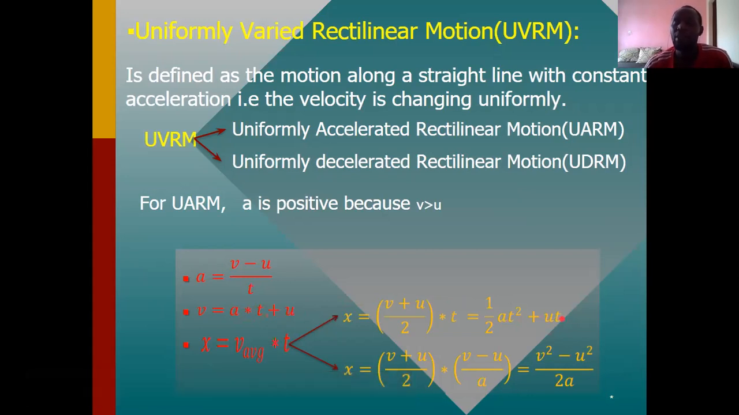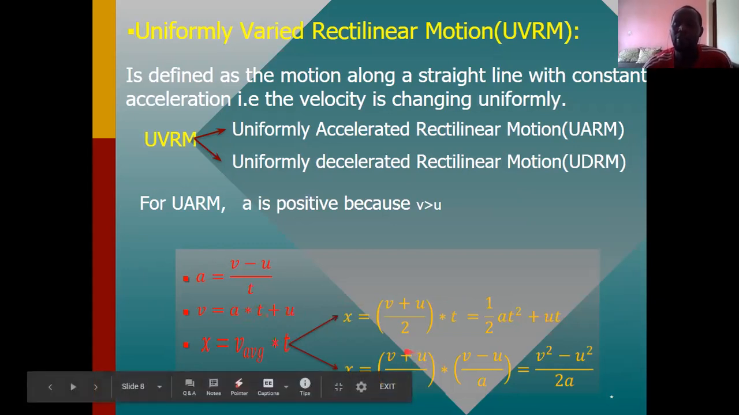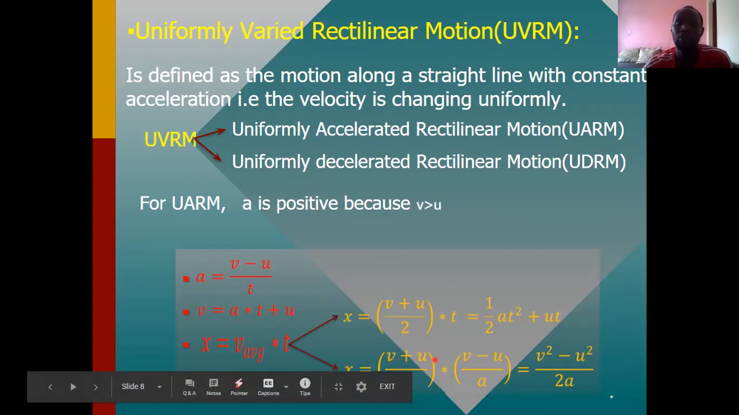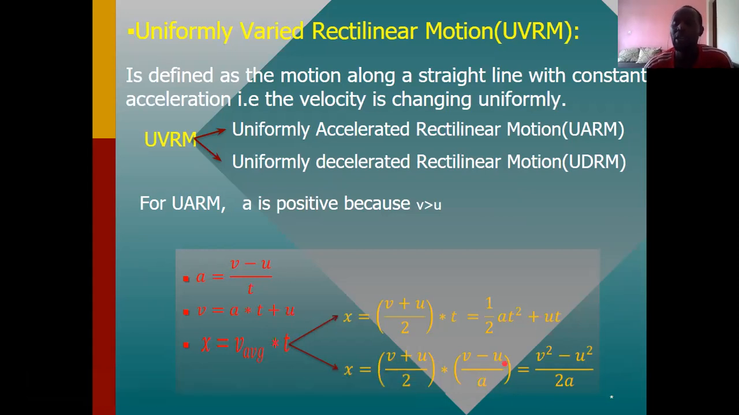The second formula for distance: now we are going to replace the value of average velocity and the value of time. The time, from the definition of acceleration, will be final velocity minus initial velocity divided by acceleration. So this v plus u multiplied by v minus u is equal to v squared minus u squared divided by 2a.